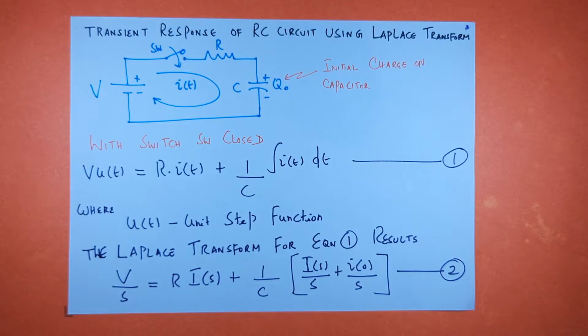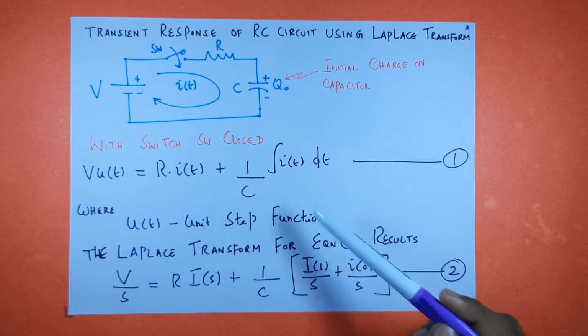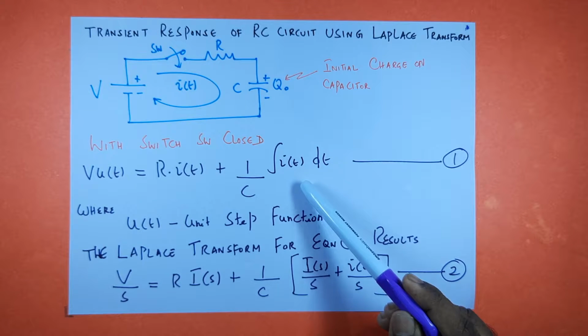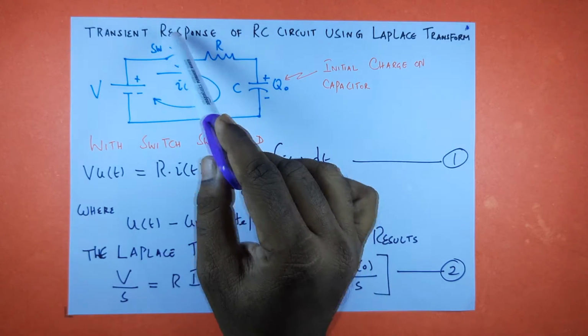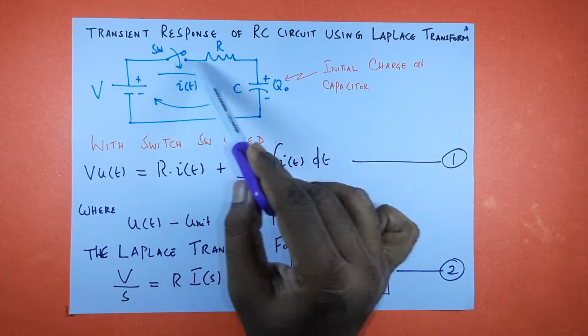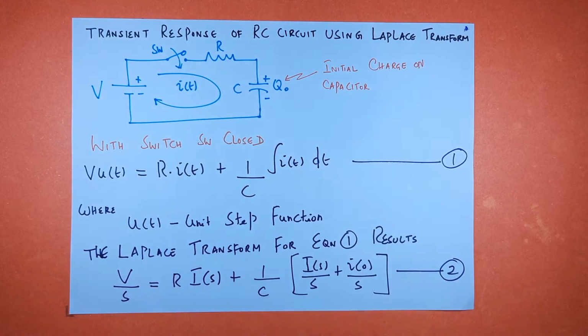the circuit equation is going to be, of course, by Kirchhoff's voltage law, V u(t) equal to R i(t) plus 1 by C integral i(t) dt. So when the switch S is closed, the current flowing through the circuit is i(t). Here u(t) is the unit step function. Now this is equation number 1.